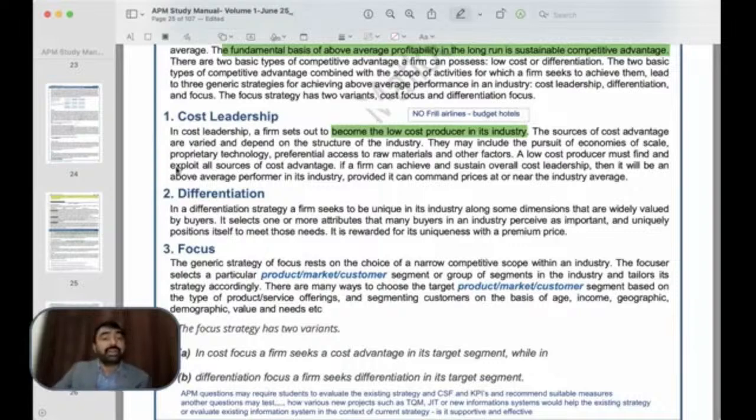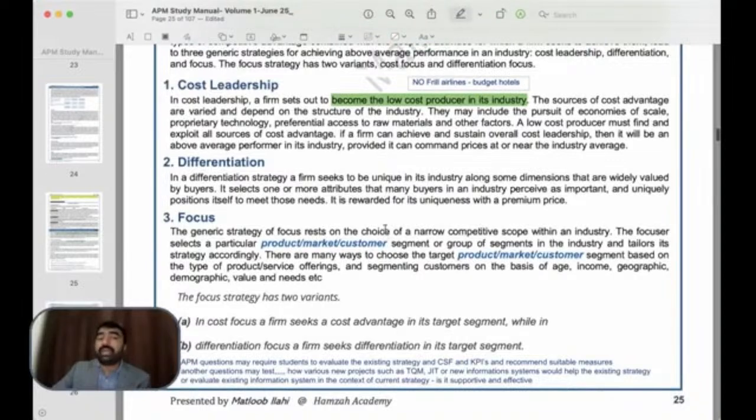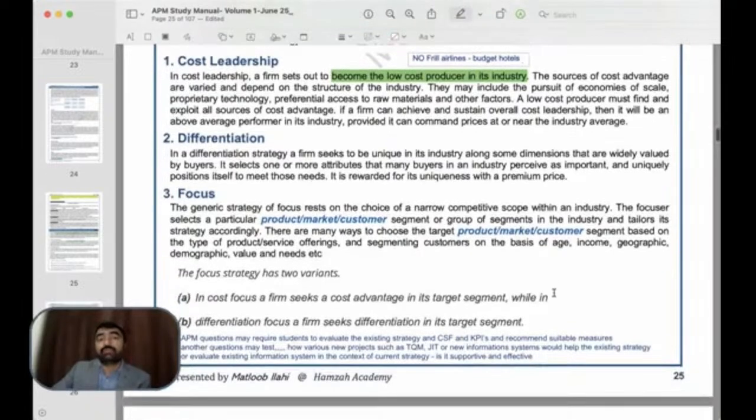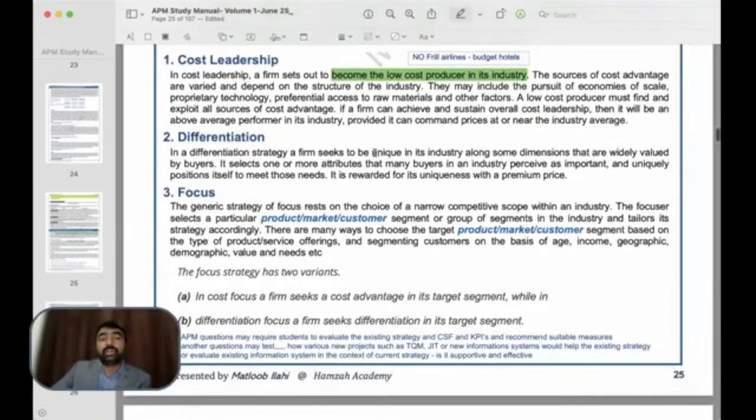Number two strategy is called differentiation. What is differentiation? Differentiation involves offering a unique and different product to the customer with some value addition, that adds value, and hence the business would be able to charge a premium price for that added value.